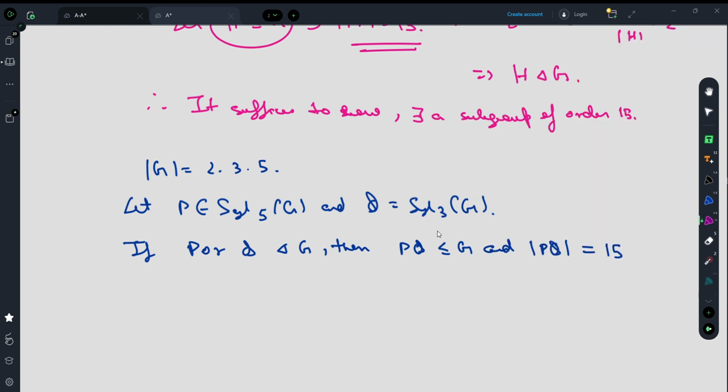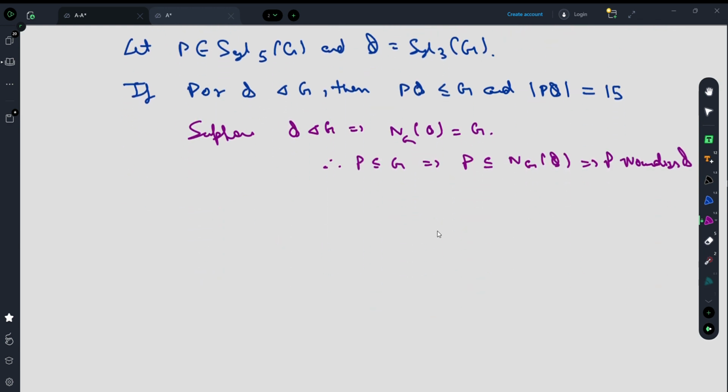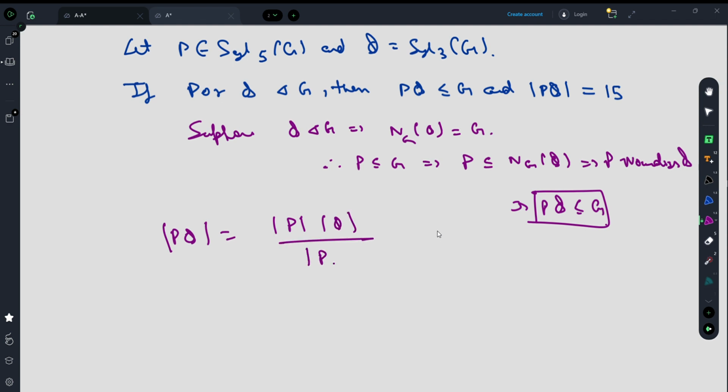Let me just verify this out. Suppose Q is normal in G, but that implies the normalizer of Q in G is equal to G. Therefore, by definition P is a subgroup of G. This implies P is a subgroup of the normalizer of Q in G, so P normalizes Q. Recall from the previous lecture we had shown that if P normalizes Q, then PQ is a subgroup of G.